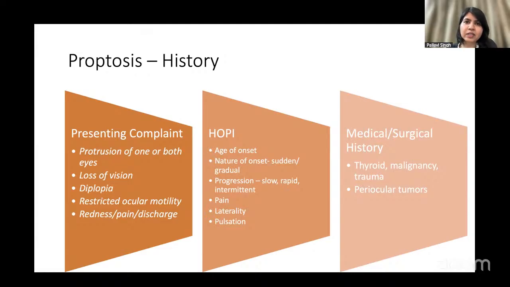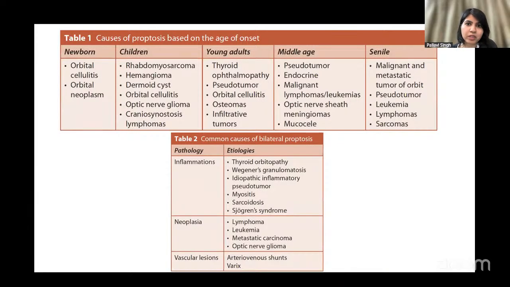If it's bilateral, a very common disease that occurs in the Indian population is thyroid eye disease. And if there are any pulsations that you feel, that might be indicative of an arteriovenous malformation. And of course, you want to always, in all of these cases, have a detailed systemic history. Ask them about any history of malignancy, any other body part, thyroid disorder, any trauma, or any other periocular tumors that they might have had.